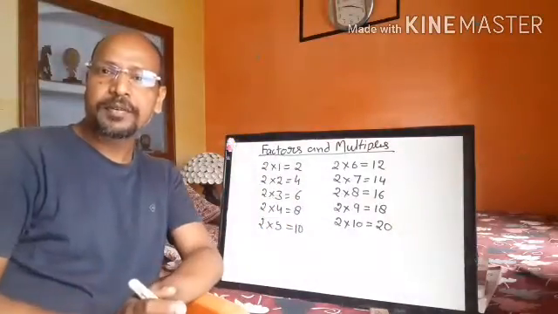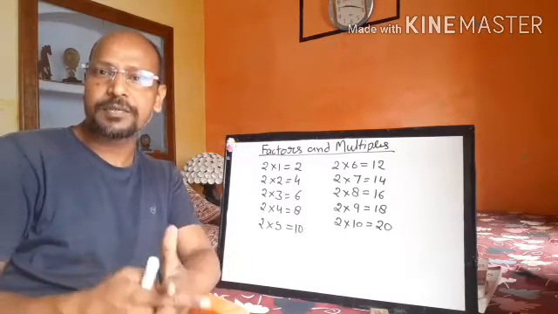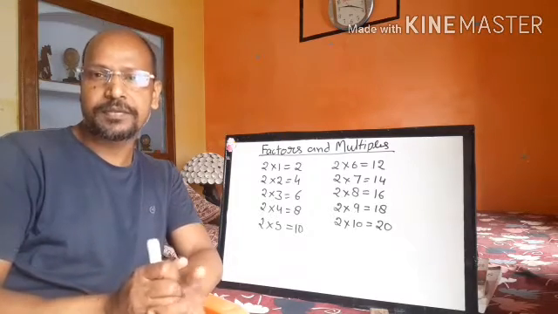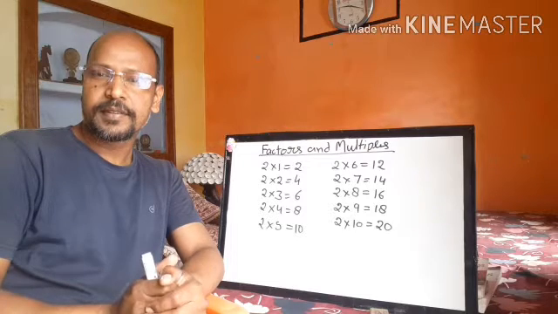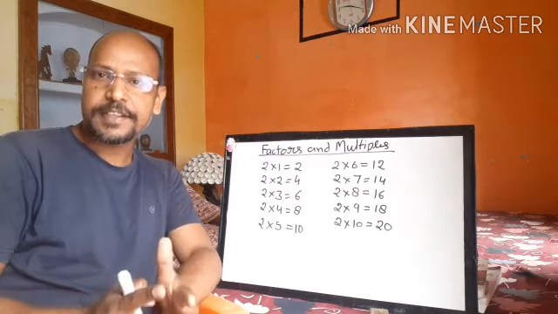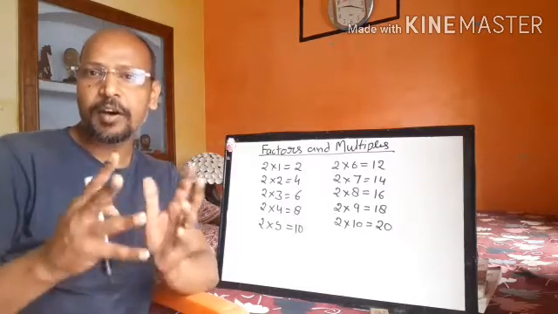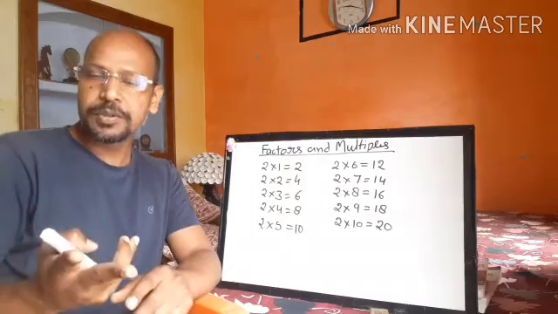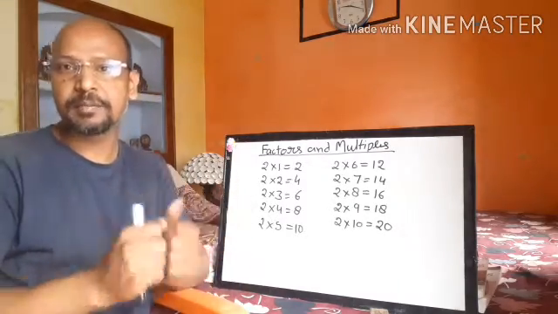So the number which we obtain after the multiplication of 2 or more than 2 numbers is known as the multiple of those numbers. The result that we obtain after the multiplication of 2 or more than 2 numbers is known as the multiple of those numbers.